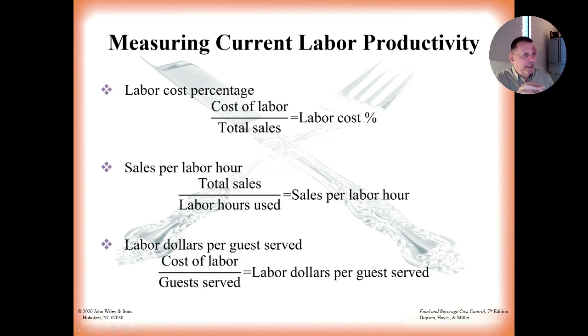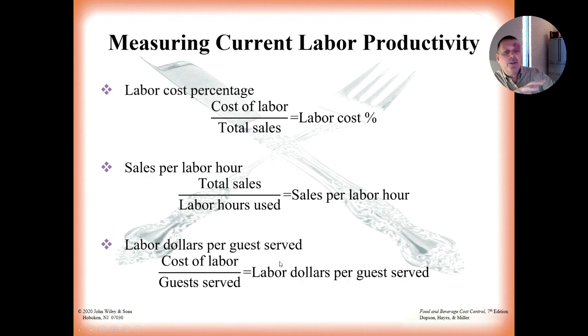All right, so quickly, though, labor cost percentage, just like food cost percentage, is part divided by the whole. The part in food cost percentage is the food cost, and the part for labor cost percentage is the labor, divided by total sales revenue, right? Sales per labor hour is total sales divided by labor hours used. So if we made $10,000 and we had 100 man hours to do that, then we can do the math. Labor dollars per guest served.